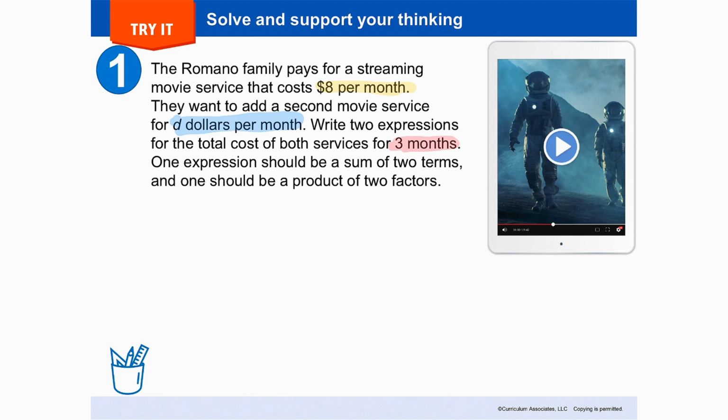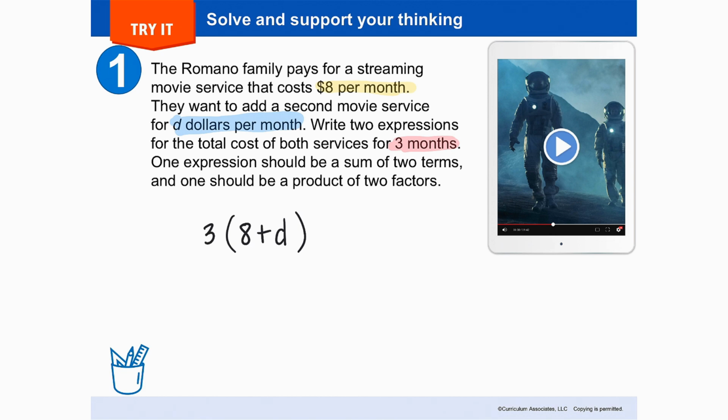So we've highlighted the things that we already know about this family, what they're paying and what they want to pay. So we know they're already paying $8 per month, right? They're looking to add another streaming service for $D. We already know that they want to add this. And then they tell us how much it will cost for 3 months.